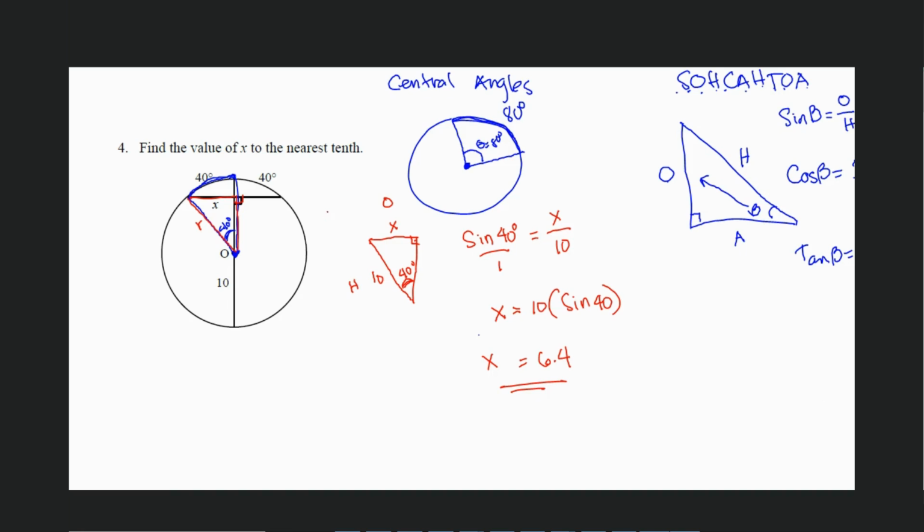Now it depends on what's given. If you're looking for x, then that's 6.4. If you're looking for this distance right here, let's call this one y, that will be adjacent, and you have the hypotenuse, so you will use cosine. I hope this helps.